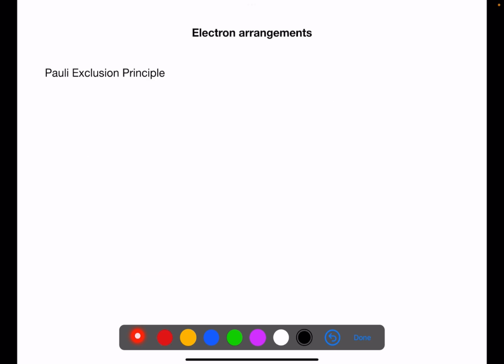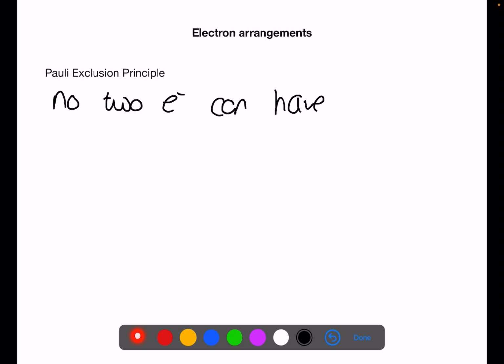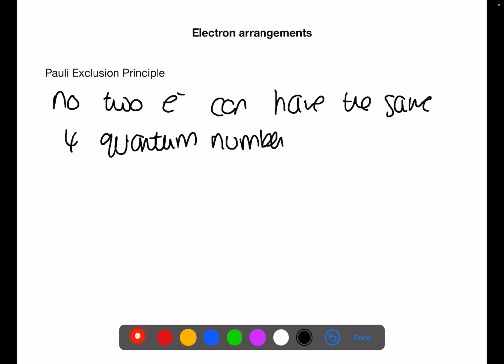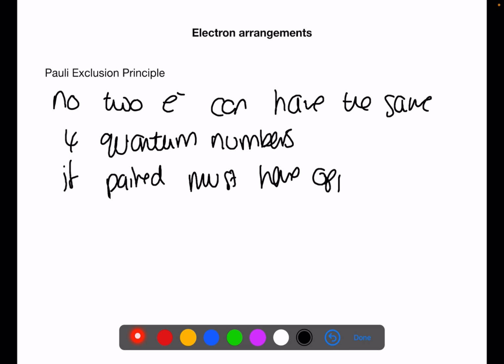Then we have the Pauli exclusion principle. So this says that no 2 electrons can have the same 4 quantum numbers. In practice, what this means is that if they pair up, they have to have opposite spins. And this is because once they're in the same box, their other 3 quantum numbers are identical, so they need to have their 4th one be different. So one needs to spin up and one needs to spin down.